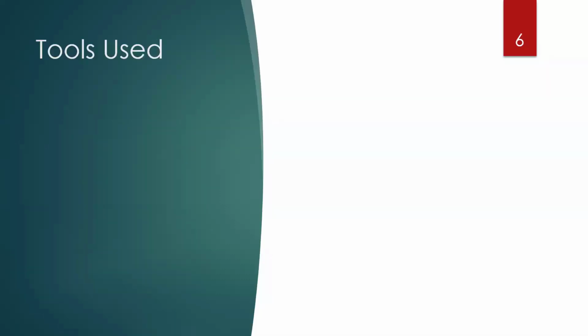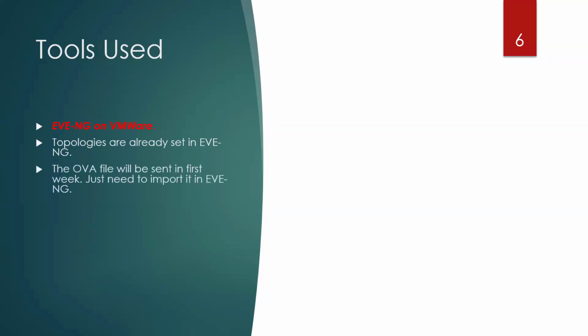And I already mentioned and showed you that the tool we use is EVE-NG on VMware, where I already created and compiled the OVA with topologies already set. I'll send you the OVA file after this class today. If I haven't sent it already, then you will get all the information on how to set it up. You just need to import it in EVE-NG, and as I mentioned, make sure virtualization is enabled. You cannot disable it for the automation practicals.